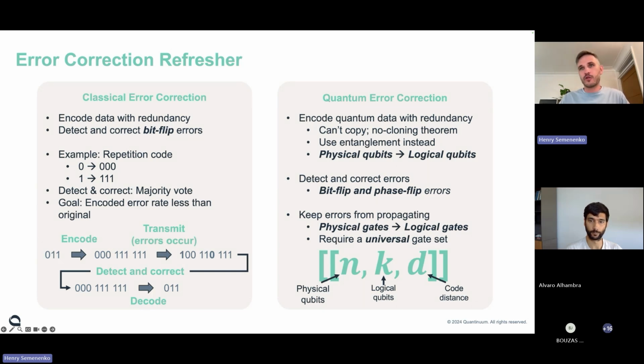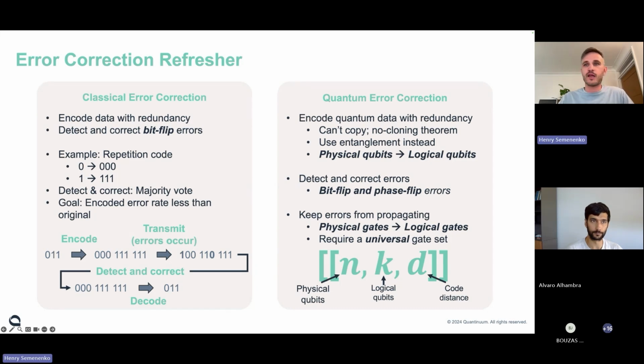And then we also need to be able to keep our errors from propagating. This links back to what I was talking about with logical qubits being able to interact and entangle. We need to move away from physical gates to logical gates. So when we perform operations, we do so in a way that is fault tolerant. And we also need to make sure that whatever gate set we have is a universal one, so we can perform any quantum computation that we want.